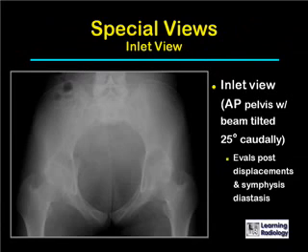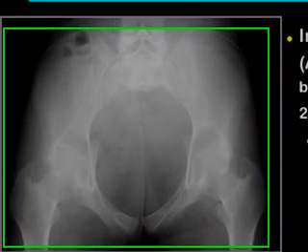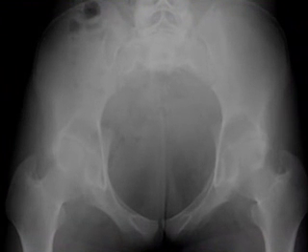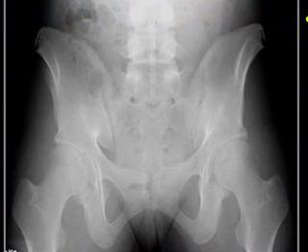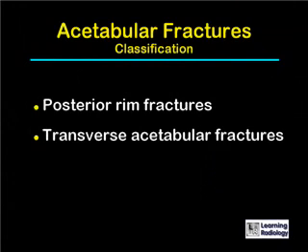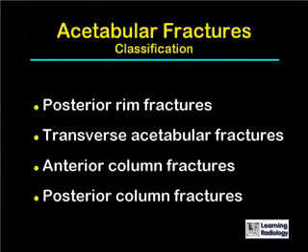The inlet view is an AP view of the pelvis with the X-ray beam tilted 25 degrees caudally. It's especially useful for evaluating posterior displacements of acetabular or pelvic fractures and for evaluating diastasis of the symphysis. The outlet view is an AP view of the pelvis, which is obtained with the beam tilted 35 degrees toward the head. It is especially useful in evaluating for vertical shifts of bones of the pelvis, and it shows the sacrum especially well. The Judet classification of acetabular fractures lists approximately 10 different acetabular fractures.